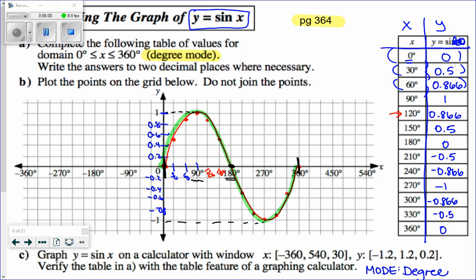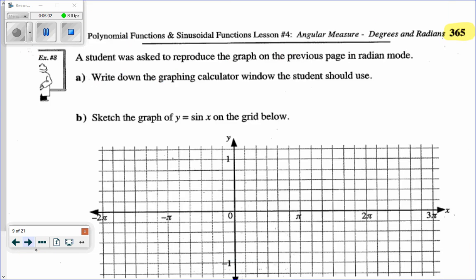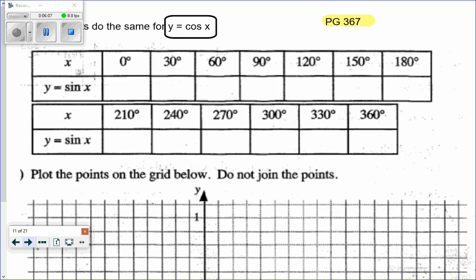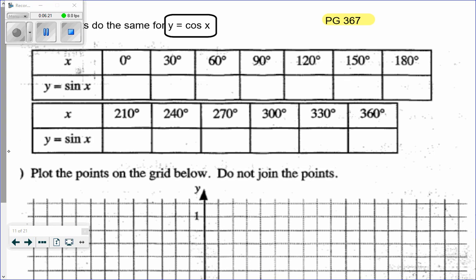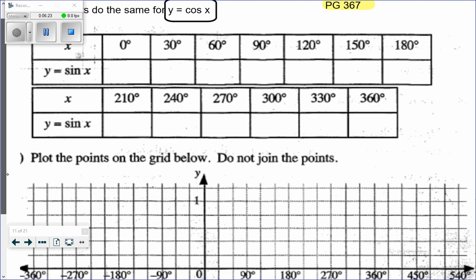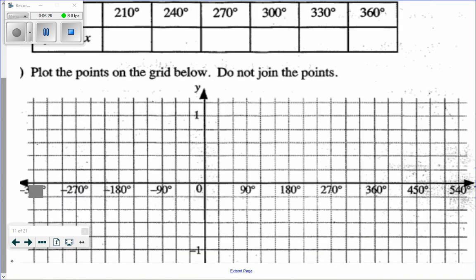The other picture that we need to know about is cosine. Okay, so find page 367. I'm just going to do a little hopping and jumping around here. So cosine is going to look almost identical to sin x. So I'm just going to tell you where the points go. I'm not going to bother filling in the table. Pretty much, they're just going to be shifted over.